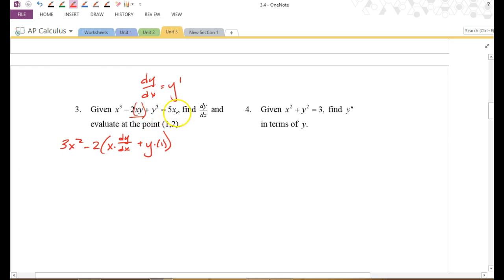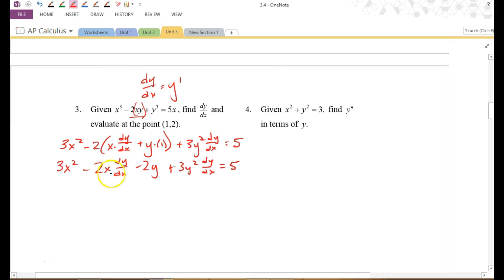Okay, so I'm going to continue on deriving each of these terms, and I have plus y cubed, so that would be 3y squared dy dx. And the derivative of 5x would be 5. Okay, so at this point I know I'm trying to solve for dy dx. The first thing I have to do here is to distribute this negative 2 through. So I'm going to have 3x squared minus 2x dy dx minus 2y plus 3y squared dy dx.